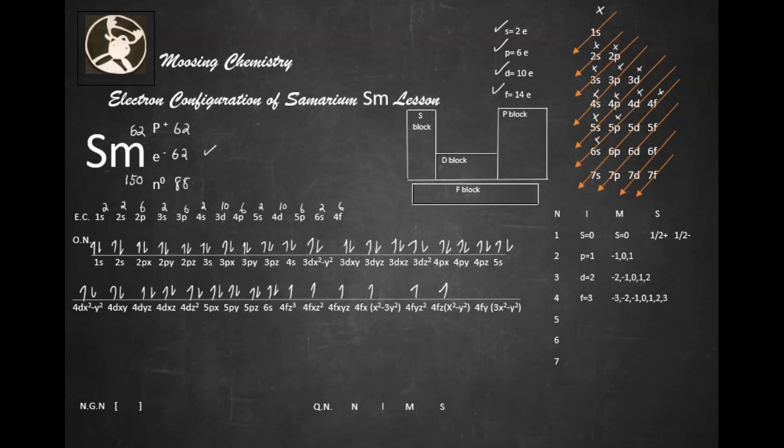Now, let's do our noble gas notation. Noble gas notation is like a shortcut. It's like when you're writing something in shorthand, you could condense a bunch of words down to just a few words and do the same thing. So xenon is our nearest noble gas. Xenon ends in 5p6, so let's show you something here.